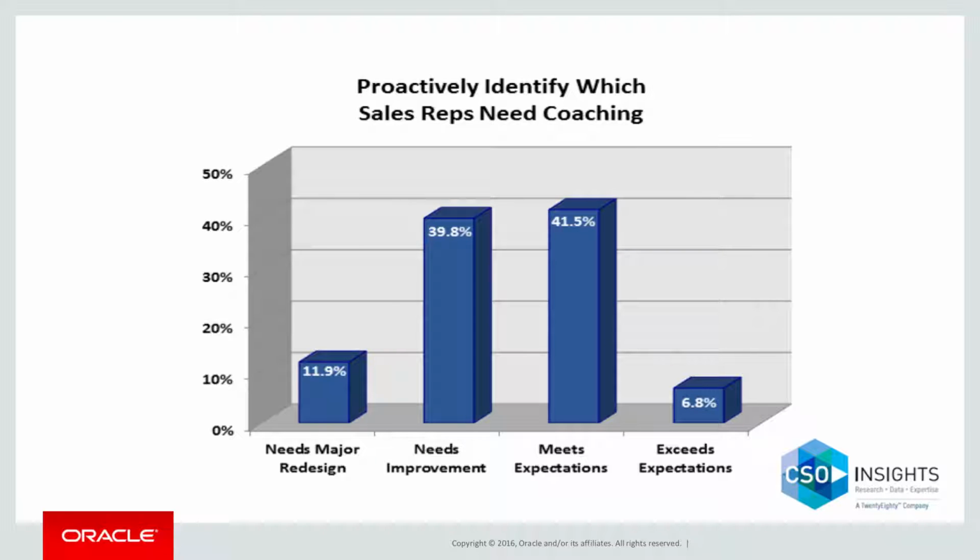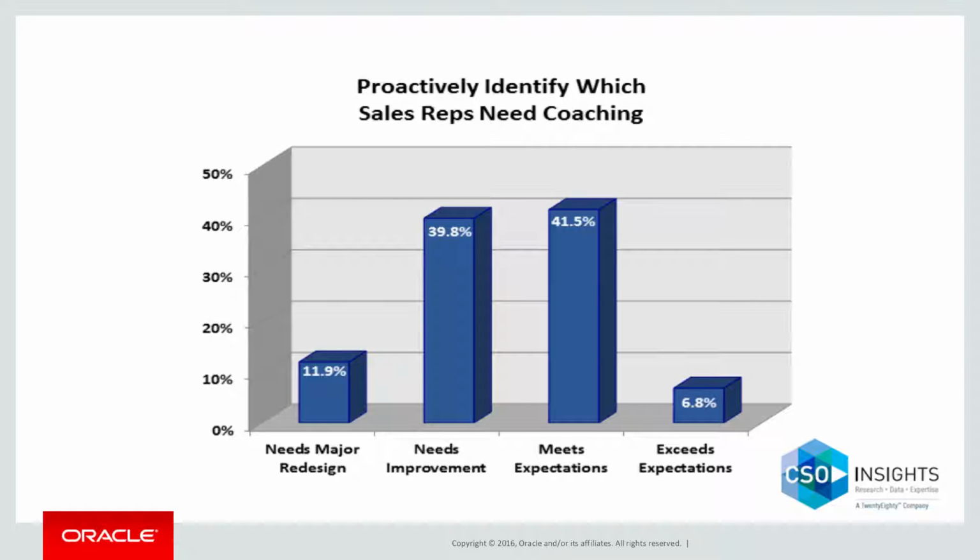Let's jump into it. This is from our 2016 SPO. Look at this. Almost 12% of firms interviewed feel they need major redesign in their managers' ability to proactively identify which reps need additional coaching or mentoring, and another almost 40% need improvement. So half of firms are saying we have to do better, or we have to do majorly better, at identifying reps that need help. But even the other half, the 41% saying they meet expectations, or the 9 or so percent that say they exceed, where and how are they coaching?